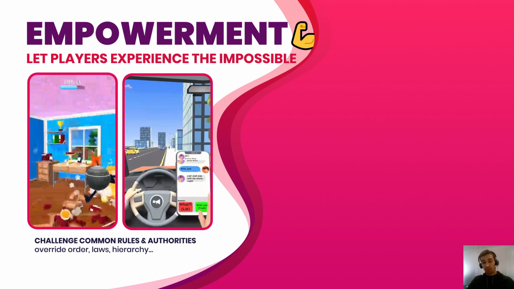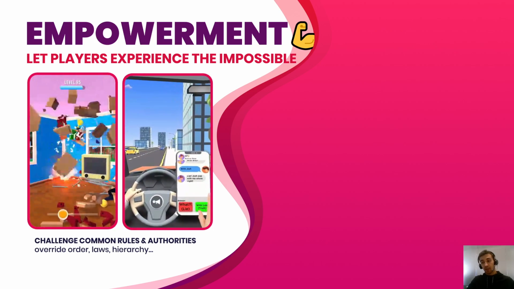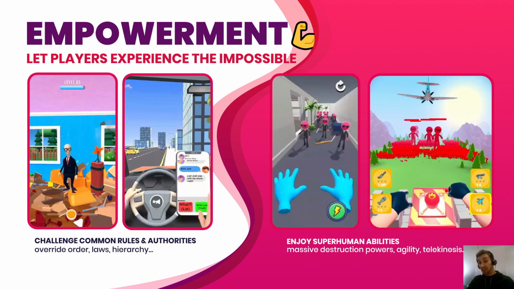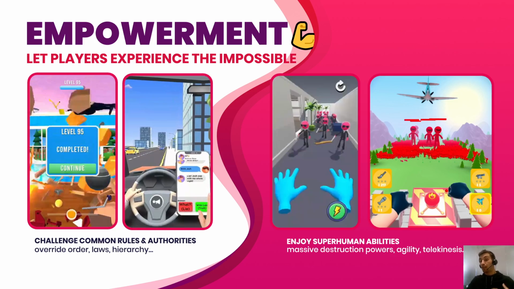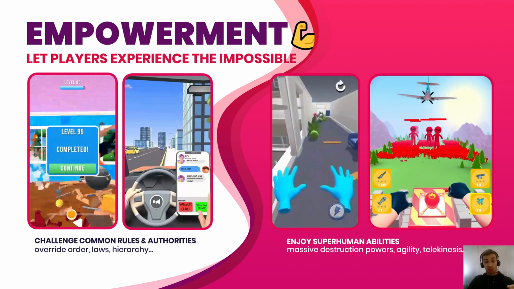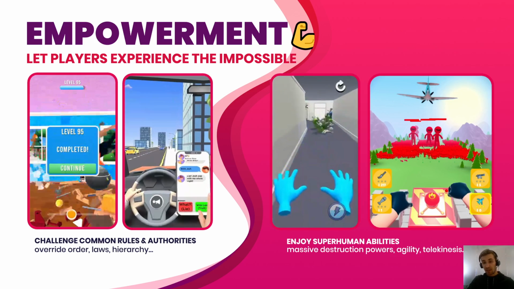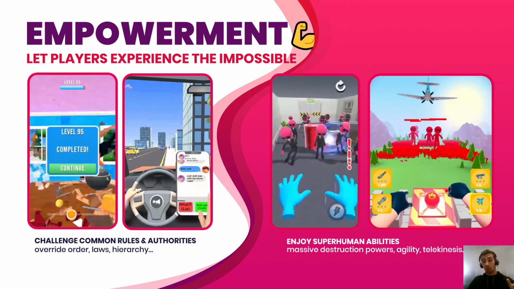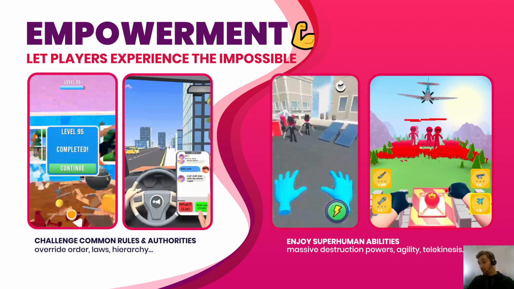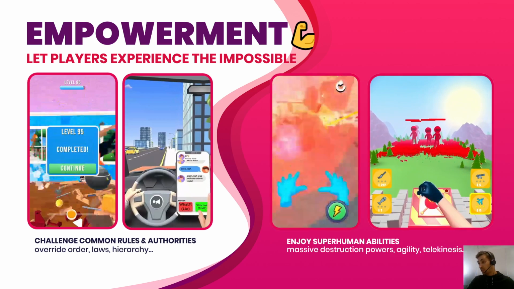The second lever is more about turning childhood dreams into reality. By letting your players enjoy superhuman abilities, you actually trigger a primitive satisfaction, whether it's by giving them Jedi abilities in Force Master, where you can grab enemies using telekinesis and send them flying away with a gesture, or by nuking a huge crowd in Crowd Defense.